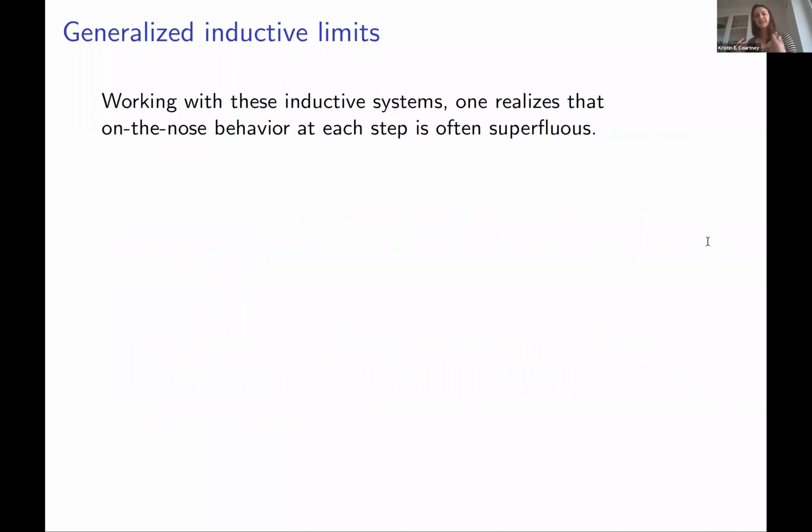So this is the classical setting of inductive limits with star homomorphisms. Working with these inductive systems, one realizes that on-the-nose behavior at each step is often, if not always, superfluous. And the real mantra that one should take is that asymptotic behavior is really what matters.